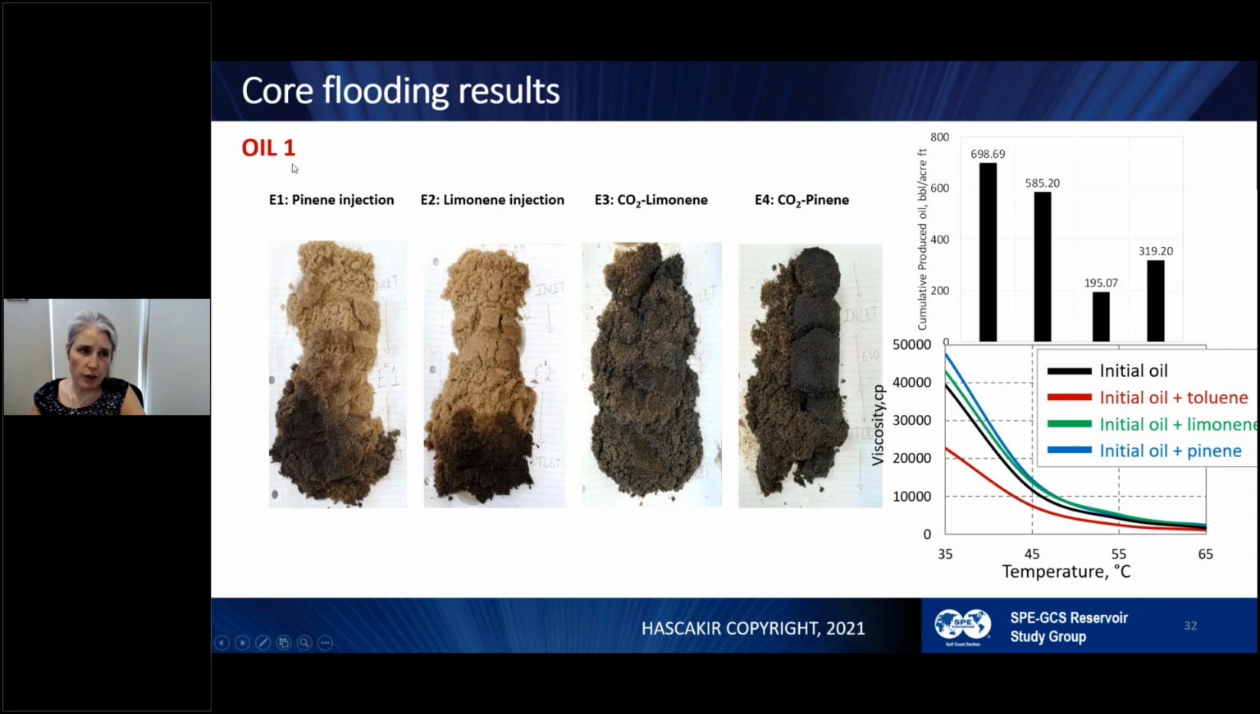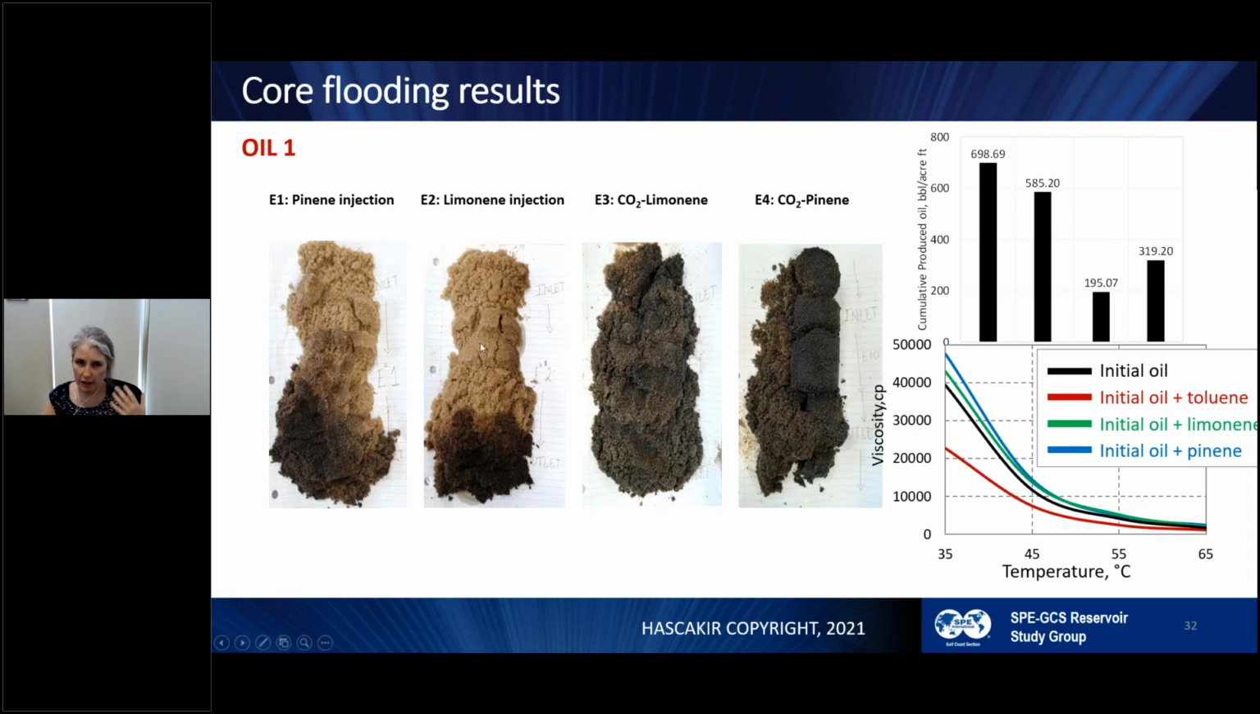So first we started testing these new chemicals by just doing viscosity measurements. And in the viscosity measurements, we have realized that limonene and pinene, when I'm blending them at the surface with the oil, increase the viscosity of the oil. This is my initial oil, and these two promising solvents are giving me higher viscosity. But while I'm conducting a flooding test, I get more oil recovery with these two. And the post-mortem pictures are also telling me the same thing, okay?